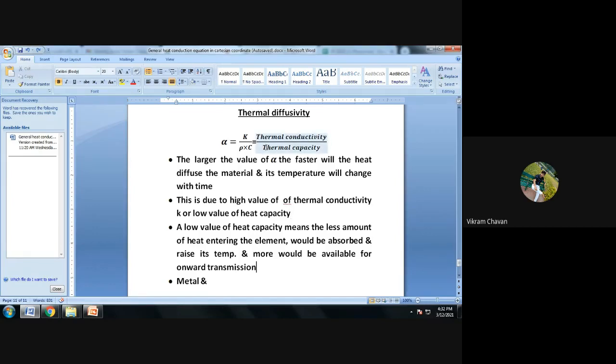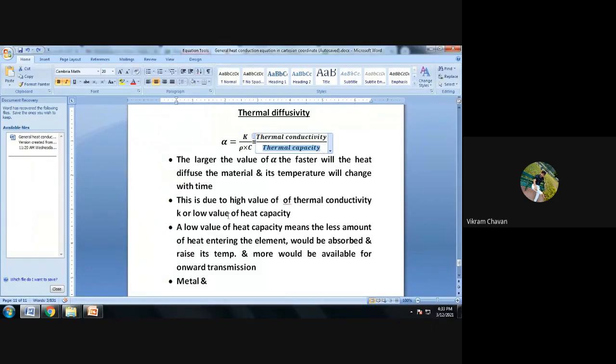जब थर्मल कैपेसिटी कम रहेगी, उस मटेरियल की स्टोर करने की कैपेसिटी कम रहेगी, तब क्या होगा? तब वो मटेरियल less amount of heat absorb करेगा और maximum amount of heat आगे ट्रांसफर करेगा। सो दैट इज द सिग्निफिकेंस ऑफ अ लो थर्मल कैपेसिटी, low heat capacity material.